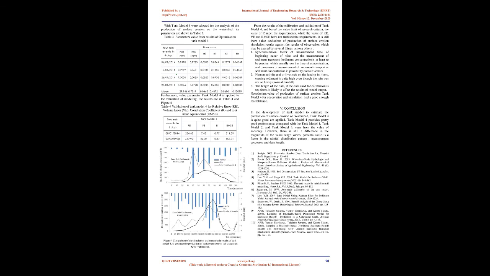Tank Model 4 provides pretty good performance, compared with the Tank Model 1, Tank Model 2, and Tank Model 3, seen from the value of accuracy. However, there is still a difference in the magnitude of the value range varies. Possible cause is a factor in the rainfall distribution pattern, measurement processes and data length.